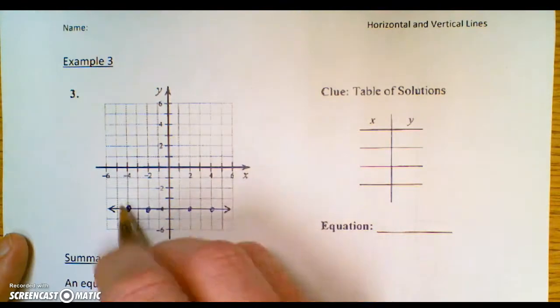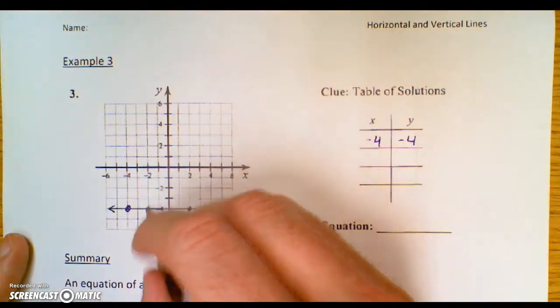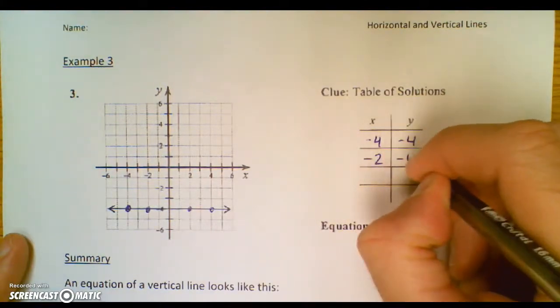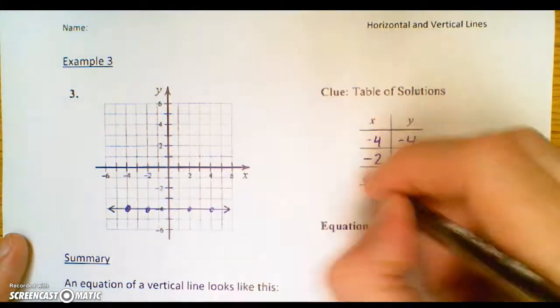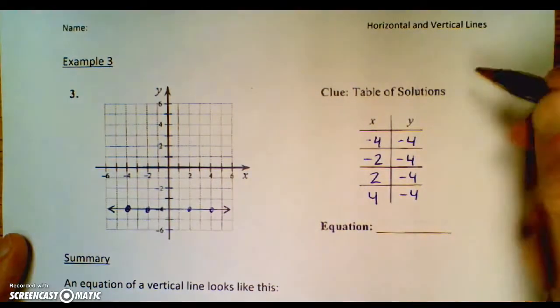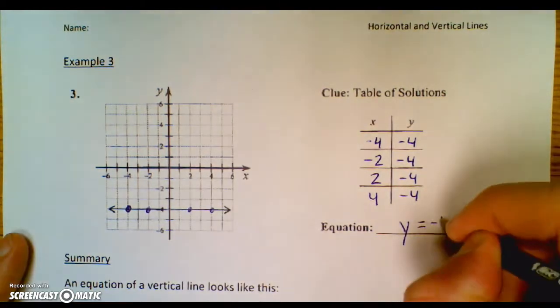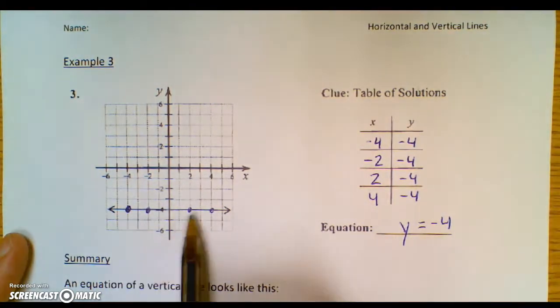I have -4, -4. Then -2, -4. 2, -4. 4, -4. So again, there's a pattern here. No matter what I do, my y values are equaling -4. And I can just look at the graph and see that.